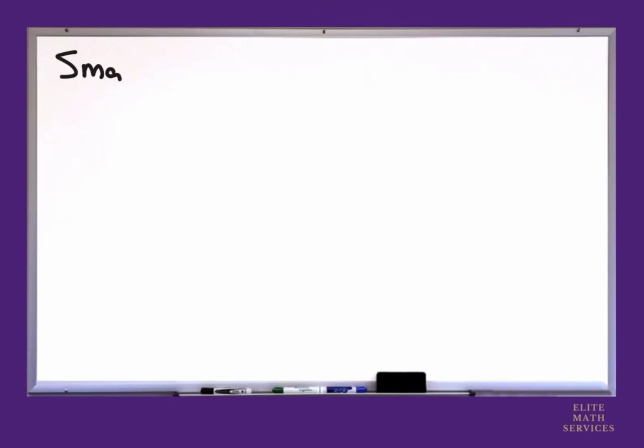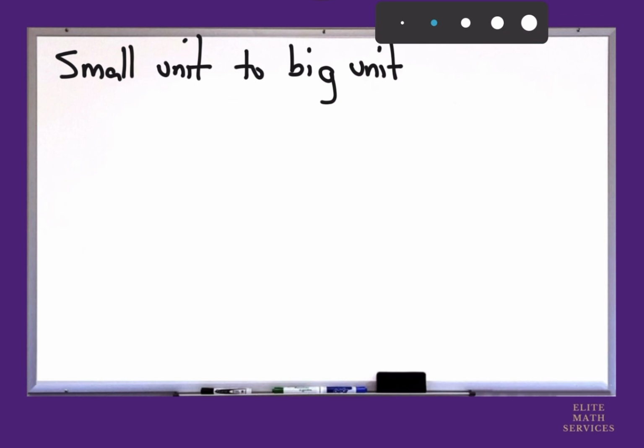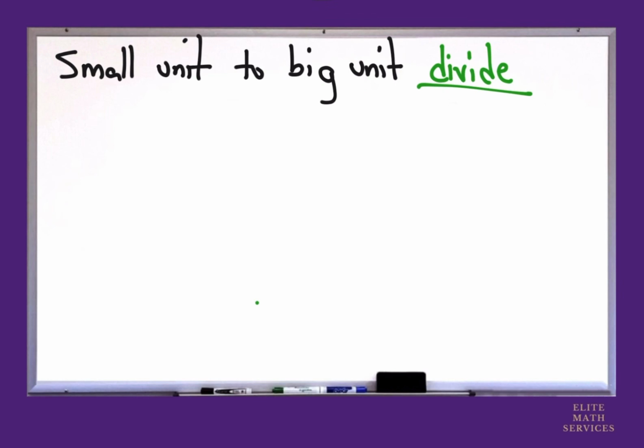In today's lesson, we're going to be learning how to convert ounces to pounds and pounds into ounces. So before we begin, there are two key notes that you must know in order to do conversions. The first one is when we are converting a small unit to a bigger unit, we must divide. And if we are converting a big unit into a smaller unit, we must multiply.